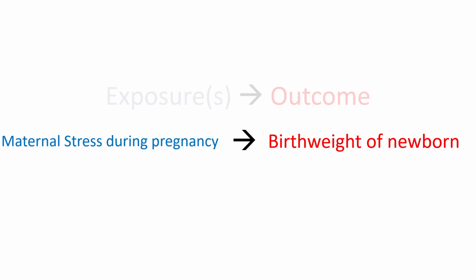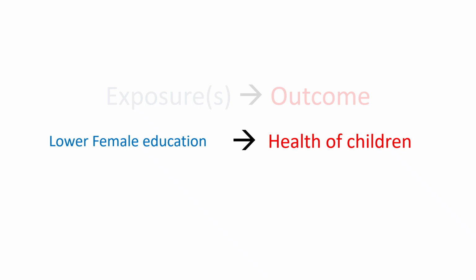A psychiatrist or a psychologist might be interested in knowing if maternal stress during pregnancy can affect the birth weight of a newborn. And here is an example from public health. A public health professional might like to measure female education and its association with the health of the children of these females.